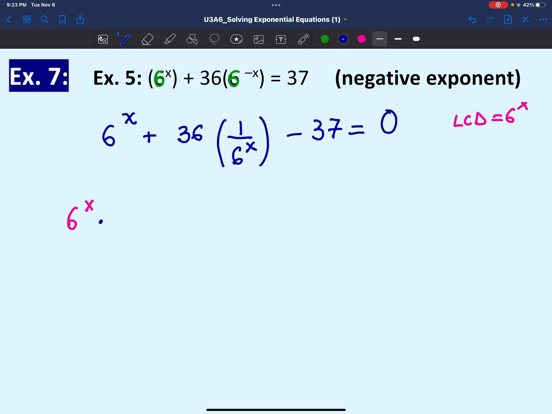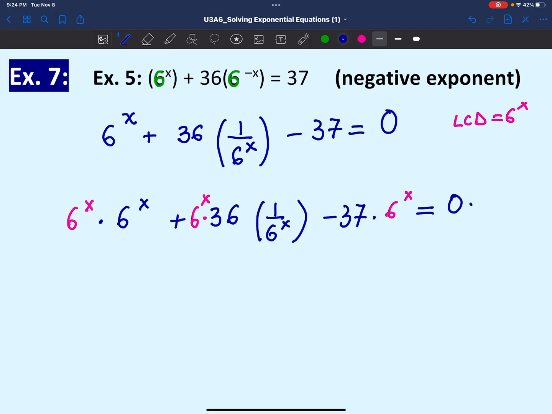So we have 6 to the power of x times 6 to the power of x plus, remember when you multiply here by 6 to the power of x, this will simplify, but we are going to show the steps here, obviously. So we have 1 over 6 to the power of x, and then times 6 to the power of x, and then minus 37 times 6 to the power of x. And obviously we can multiply 0 by 6 to the power of x, but that won't change anything.